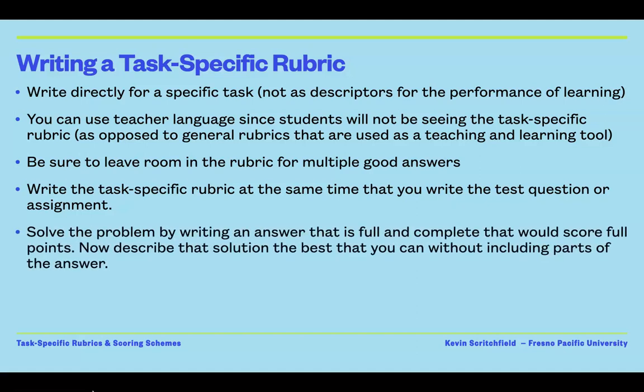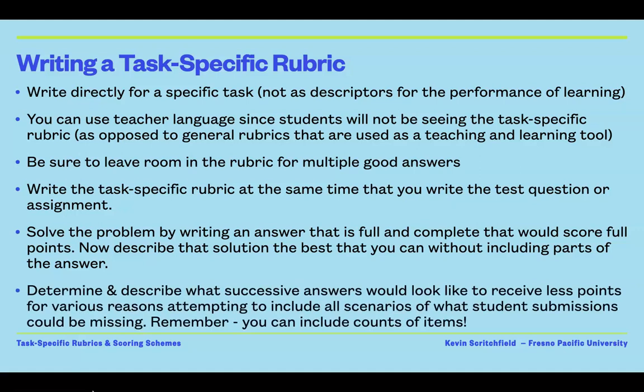And then you should solve the problem yourself by writing out an answer that's full and complete and would score full points. Then describe that solution the best you can without including parts of the answer. So you're going to write a solution to the problem, and then describe what's included in that solution so that you can look for those things in each student's response, because their response, of course, is going to be different than yours, especially if it's an essay type thing or a work shown thing. So you just want to list out the specific pieces that you're looking for in their submissions, and use those as your measuring devices within your rubric.